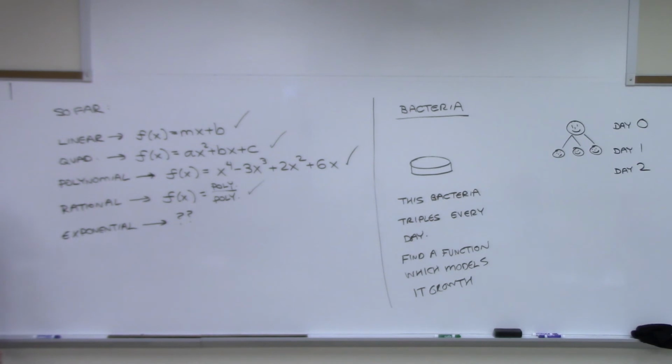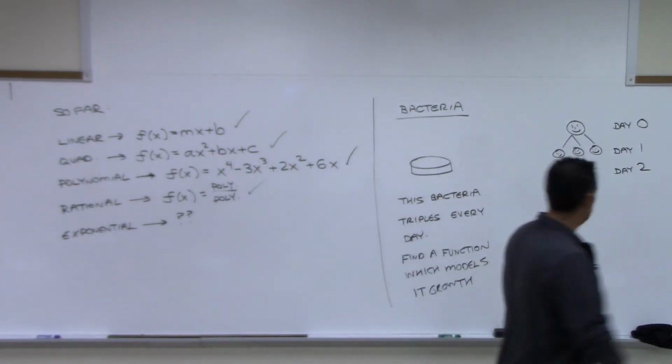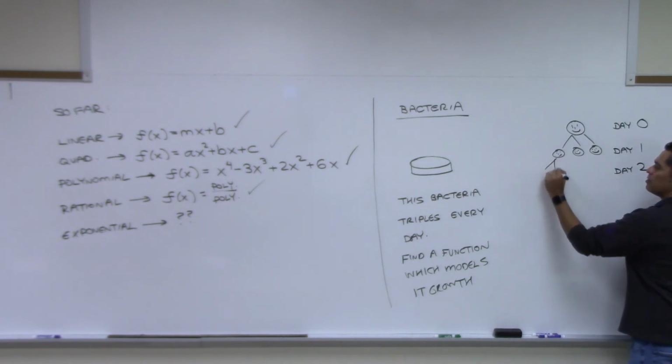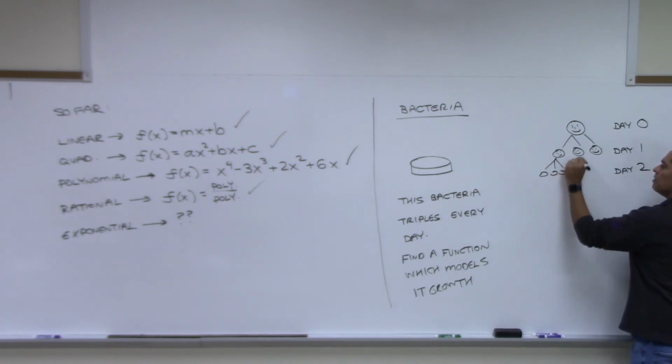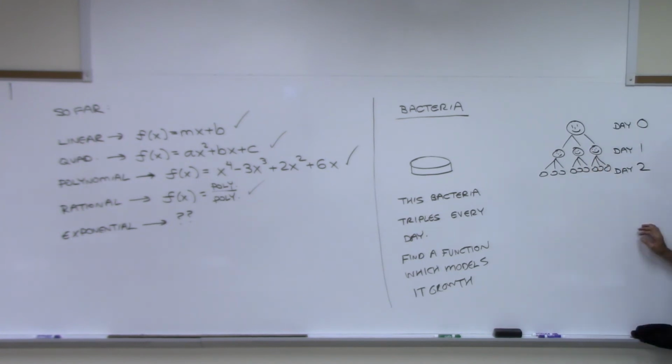Each one triples. 9, right? Each one of them triples. So you got 1, 2, 3, 1, 2, 3, 1, 2, 3, 1, 2, 3, 1, 2, 3, 1, 2, 3. Now you have 9, right? On the second day.